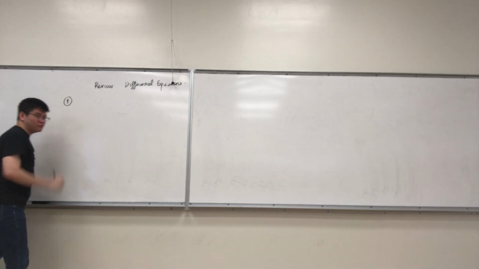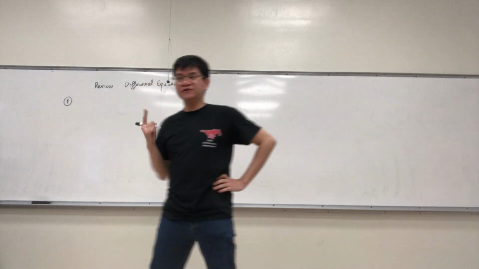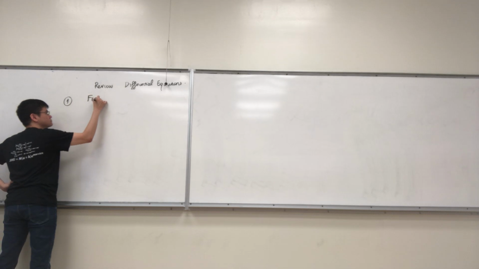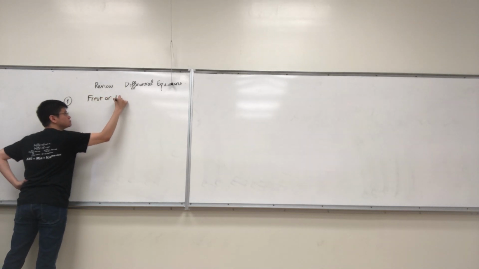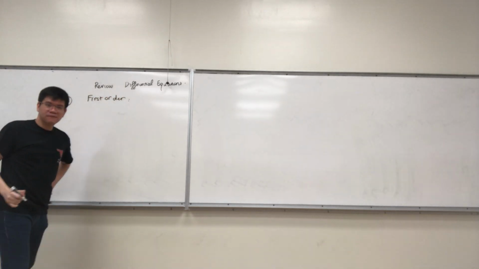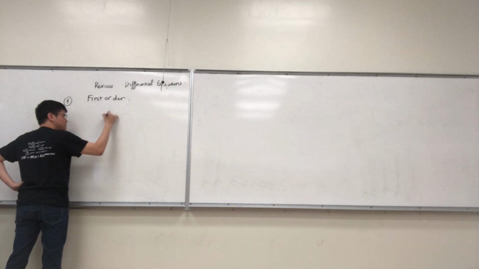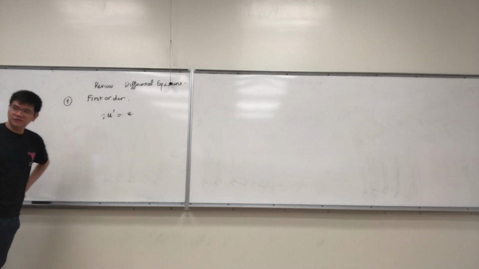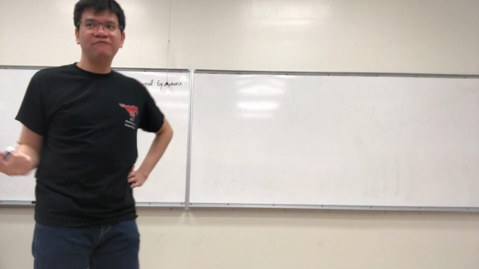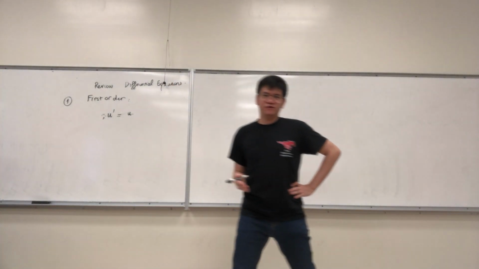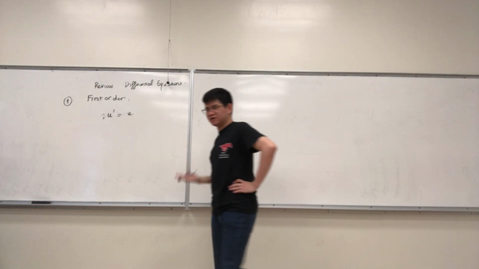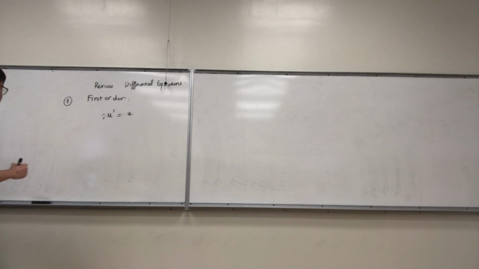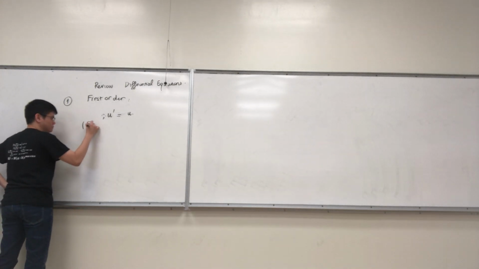So the first thing that we know about differential equations is the first order differential equation, right? A first order differential equation will be something like u prime is equal to u. This is one example of a first order differential equation. It is called first order because here you have only one derivative, a first derivative.